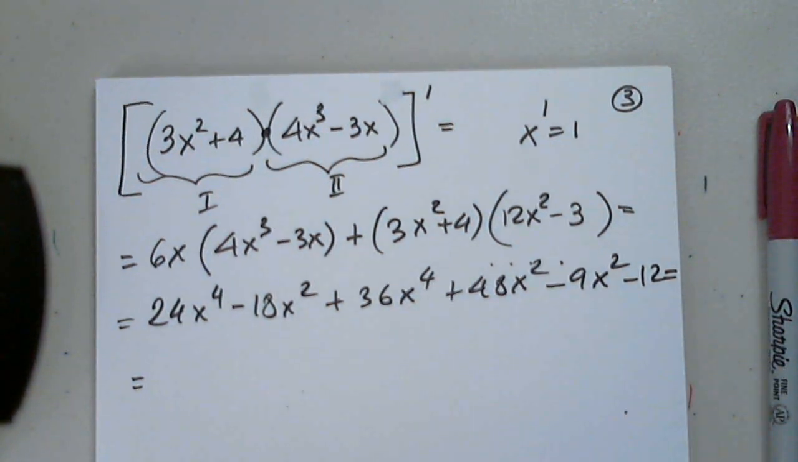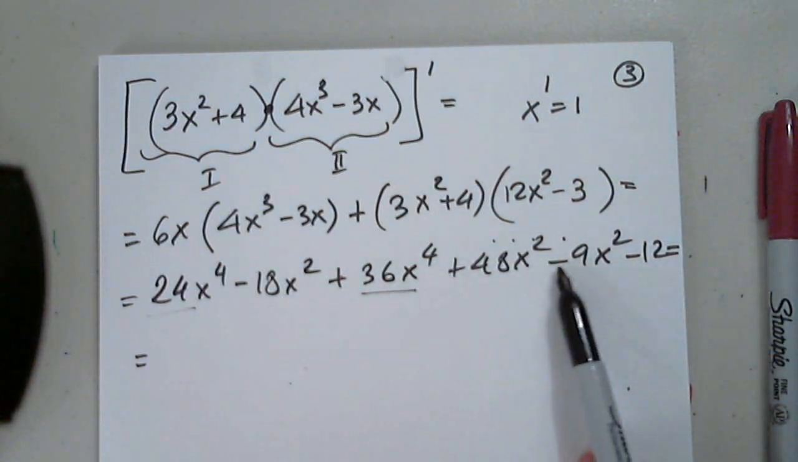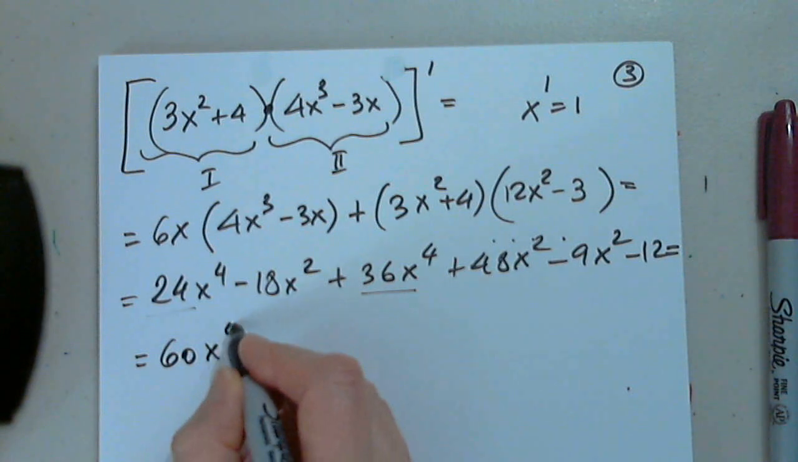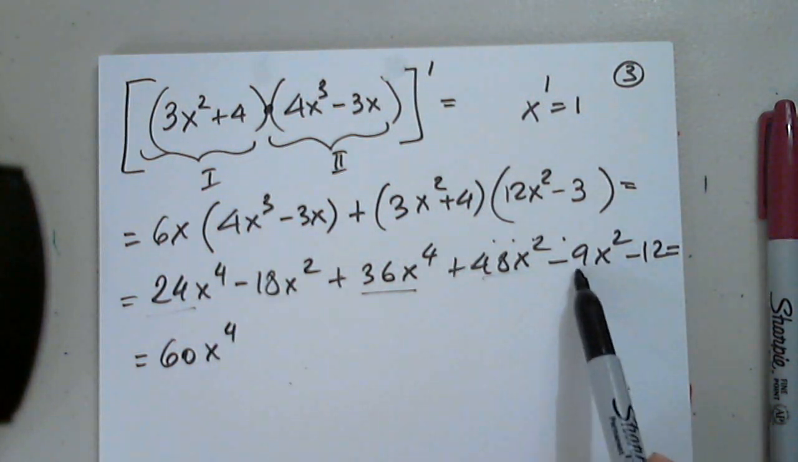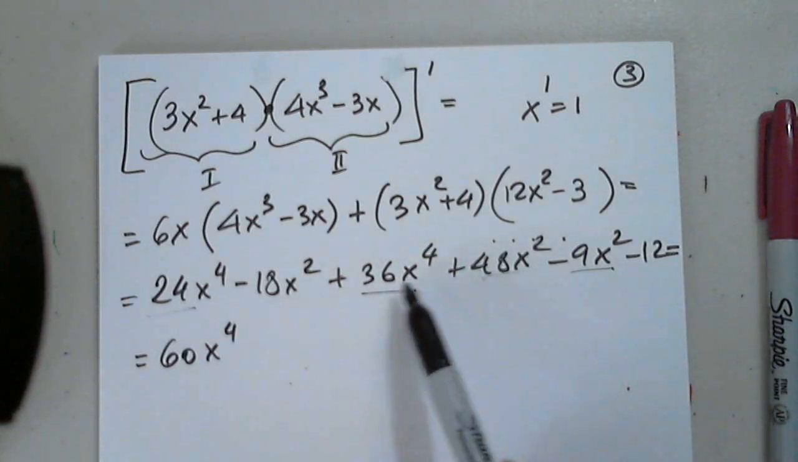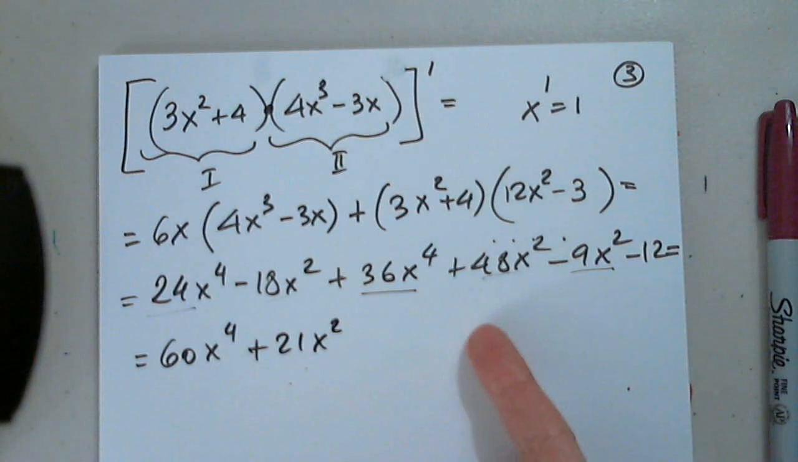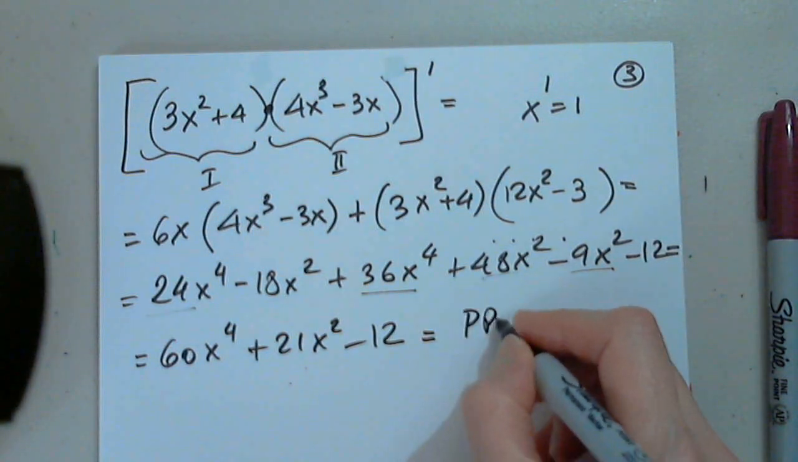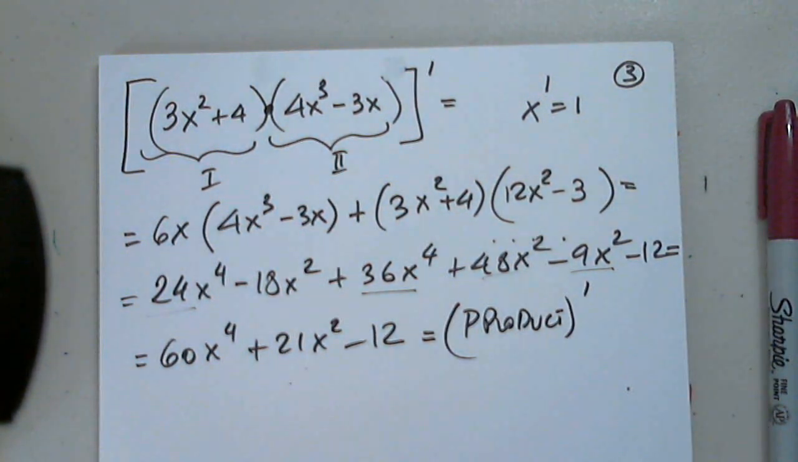Always present the polynomial in descending order. Obviously, degree is 4. That's the highest. 24 plus 36. And then the next in line is this term, right? So we have here 30, 30 minus 9, positive 21. And then finally minus 12. What is this? So this is the derivative of the product of the original functions.